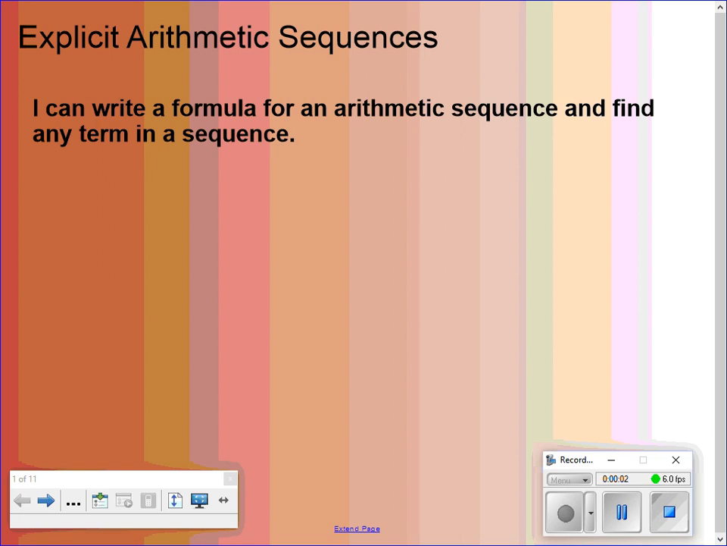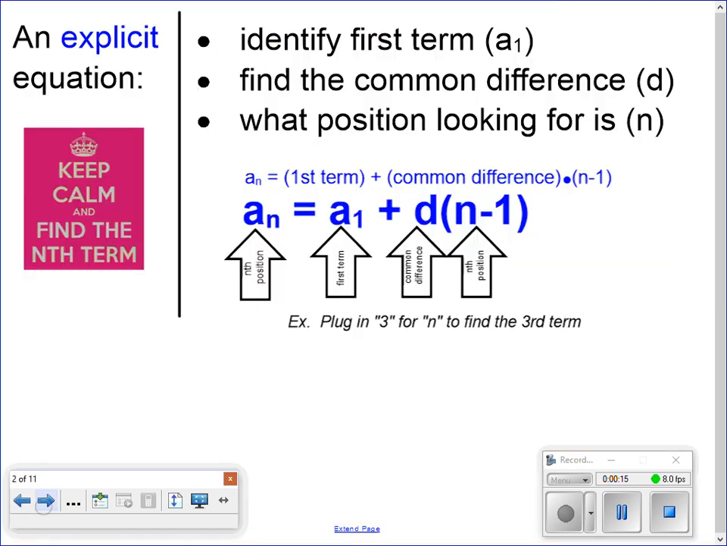In this lesson, we're going to take a look at arithmetic sequences again. By the end of this lesson, you should be able to write the explicit formula for an arithmetic sequence and find any term in the sequence using that formula. In the previous video, we talked about the recursive formula, a formula where you use the previous term to get the next term.